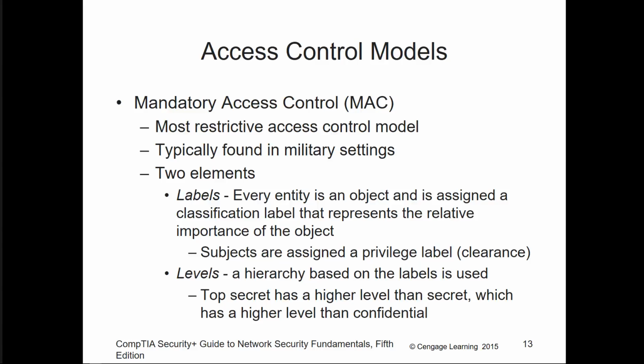is an object and is assigned a classification label that represents the relative importance of the file. Subjects are assigned a privilege label, such as a clearance. The levels are a hierarchy based on the label used. Top secret has a higher level than secret, which has a higher level than confidential, for example.